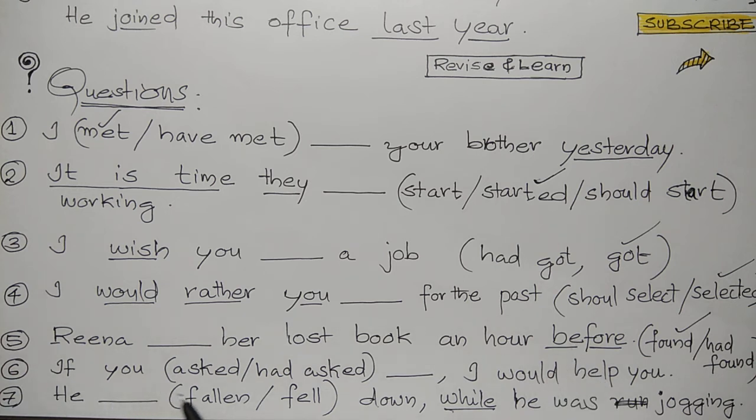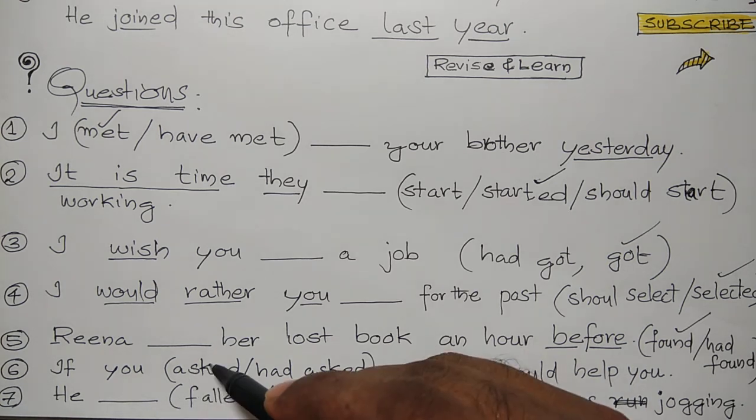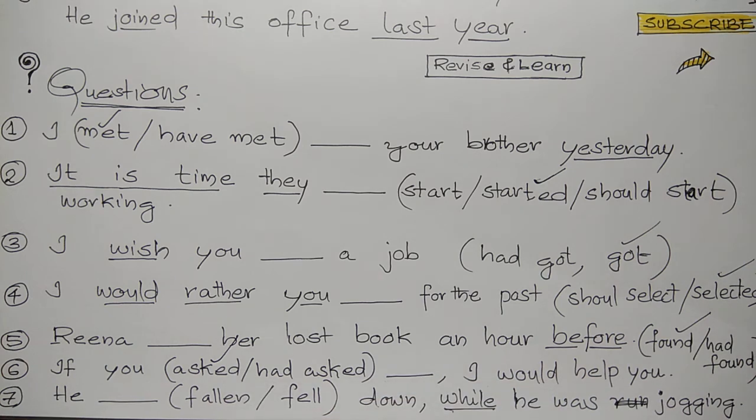Sixth one, if you dash, I would help you. It is if clause, main clause. Main clause is I plus would plus V1 form of the verb. So we should use in the if clause the V2 form of the verb, that is simple past. Asked. If you asked, I would help you.